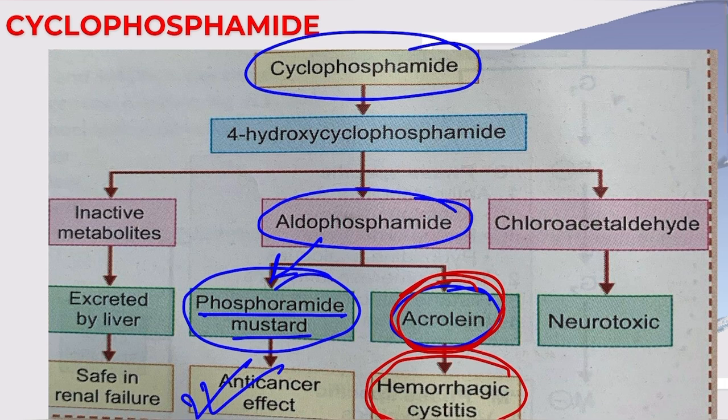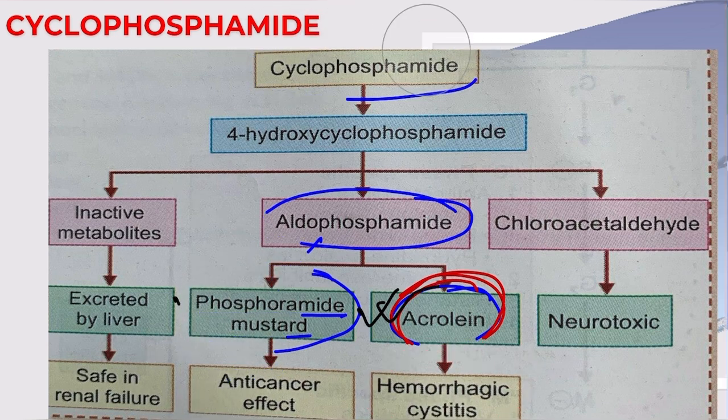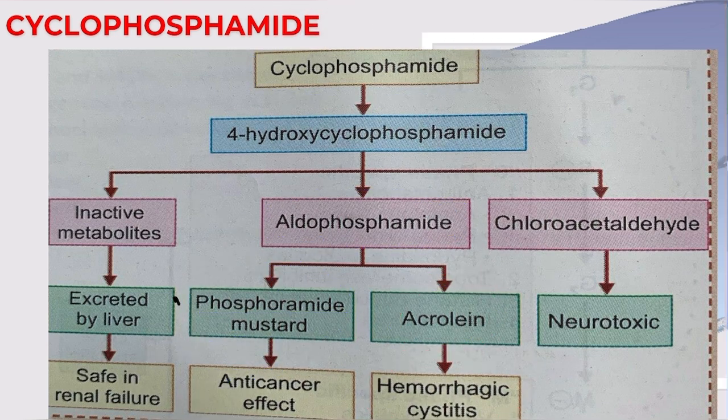Cystitis with bleeding. Okay. So for anti-cancer effect, this compound is responsible, and for hemorrhagic cystitis, this compound is responsible. Now in your Viva table, there is a very catch question, frequently asked question. Hemorrhagic cystitis is caused by which drug?